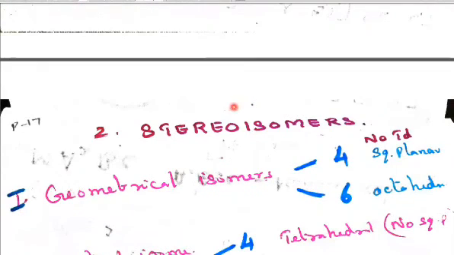Welcome back to the next topic, students: stereoisomers. In stereoisomerism, we have geometrical isomerism and optical isomerism. The spatial arrangement of the atoms is present in geometrical isomerism. There are two types, that is coordination number 4 and coordination number 6. Coordination number 4 means maybe tetrahedral or square planar, and there is no tetrahedral structure for this coordination number for geometrical isomerism, only square planar.